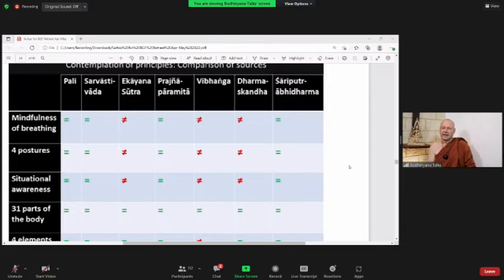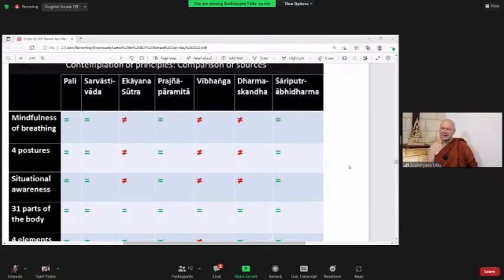So that is the first one. Then we come to the second one, the four postures. And you see the case of the four postures is exactly the same as it is with the mindfulness of breathing. Only half the sources have the four postures. That is, if we disregard the prajna paramita, which is in the Mahayana tradition, it's exactly 3 of each. So again, it looks like the four postures are not really part of Satipatthana practice.